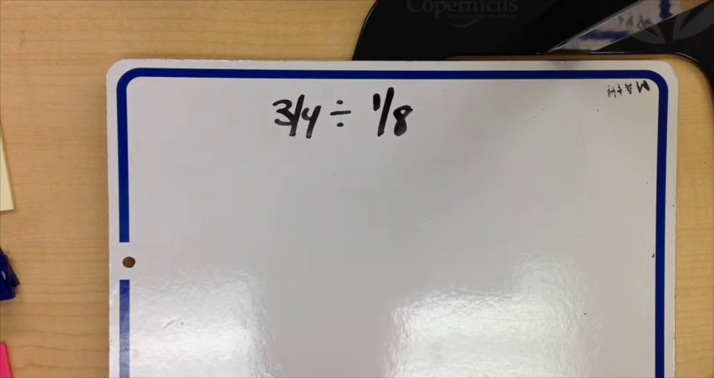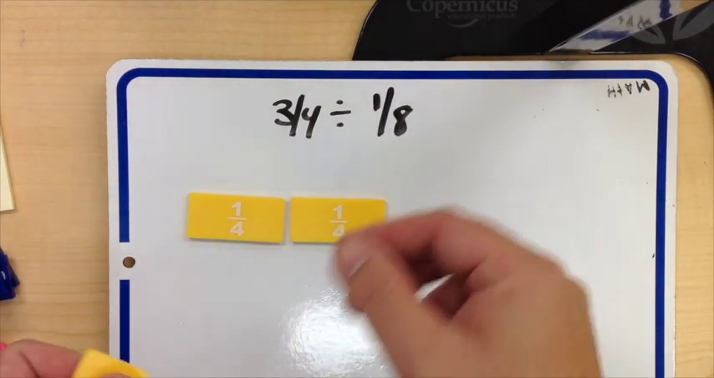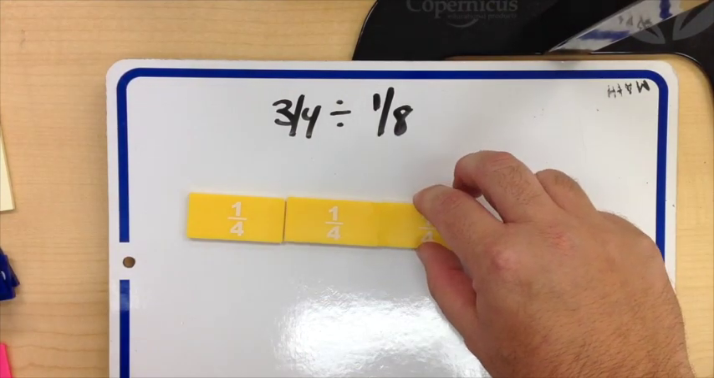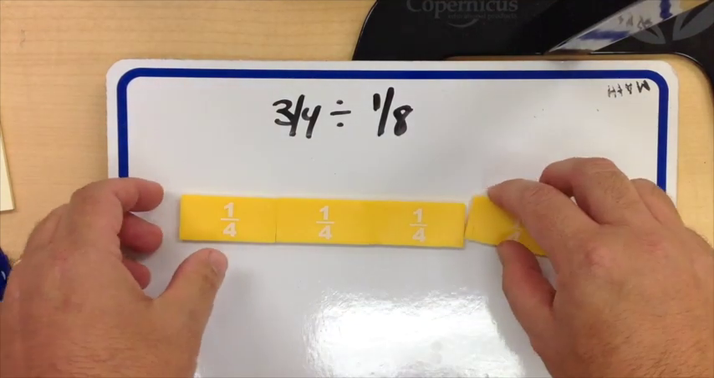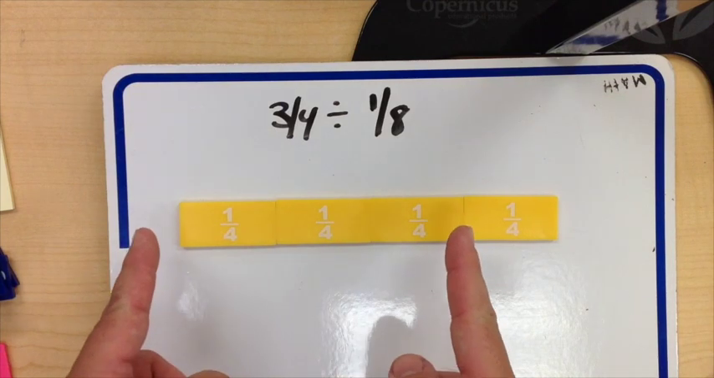Okay, here's another example. Again, the same concept. We're dividing a fraction by a fraction. This one's going to be 3/4 divided by 1/8. So I'm going to go ahead and put my 4/4 so I know that I have a whole. Now, for this problem, I'm only concerned with the 3/4.